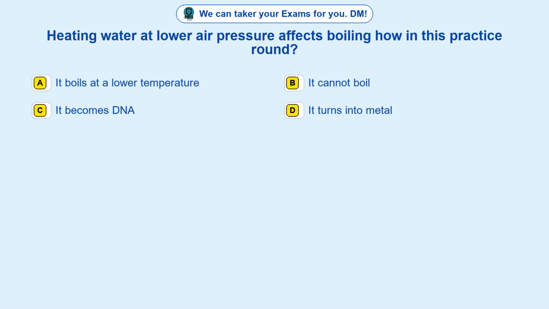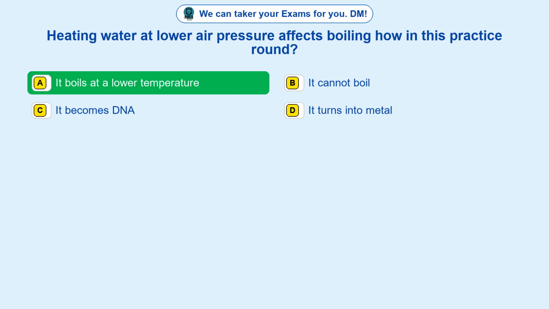Question 48. Heating water at lower air pressure affects boiling how in this practice round? Option A. It boils at a lower temperature. Option B. It cannot boil. Option C. It becomes DNA. Option D. It turns into metal. The correct answer is option A.